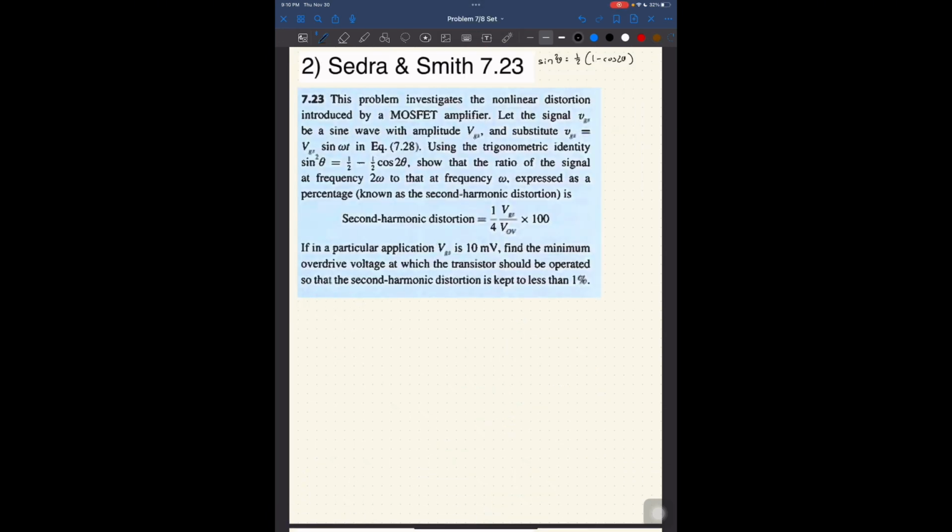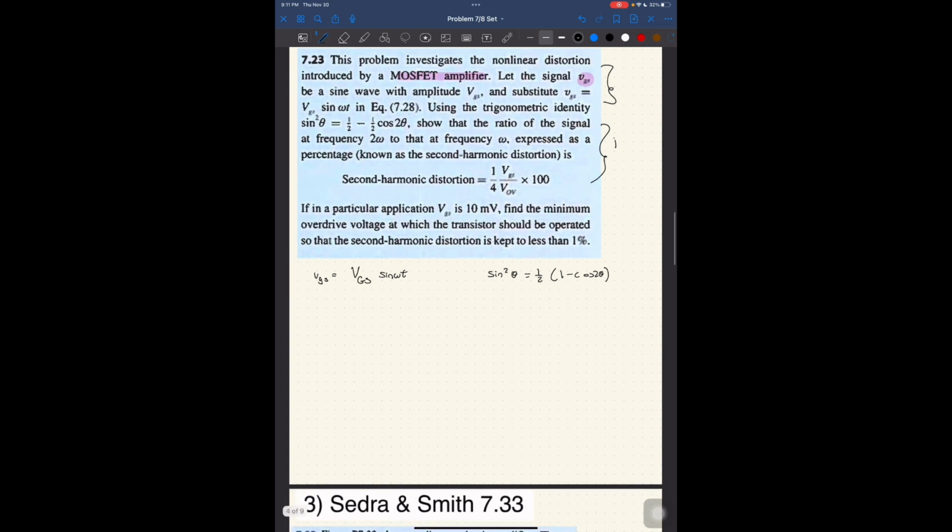Alright, let's proceed. So 7.23, the problem investigates the nonlinear distortion introduced by a MOSFET amplifier. Let the signal vgs be a sine wave with amplitude Vgs, and substitute vgs equals Vgs sine omega t. That's all this portion says. And they're giving us sine squared theta is equal to 1/2 (1 minus cos 2 theta), which is a given formula, right? Everyone knows this one. Show that the ratio of the blah blah blah. Okay, so I will do this later.